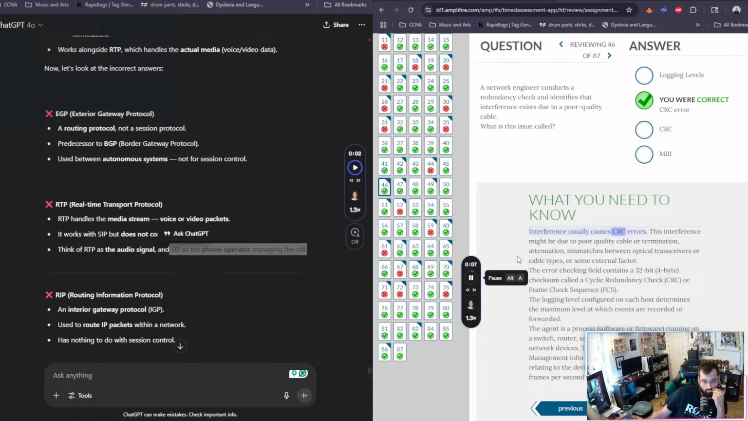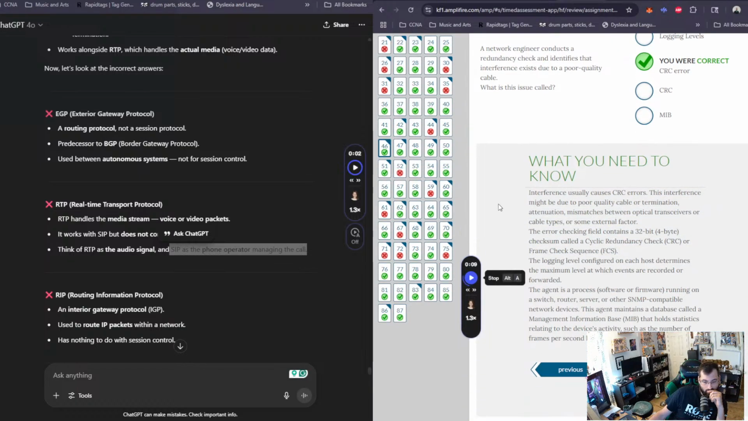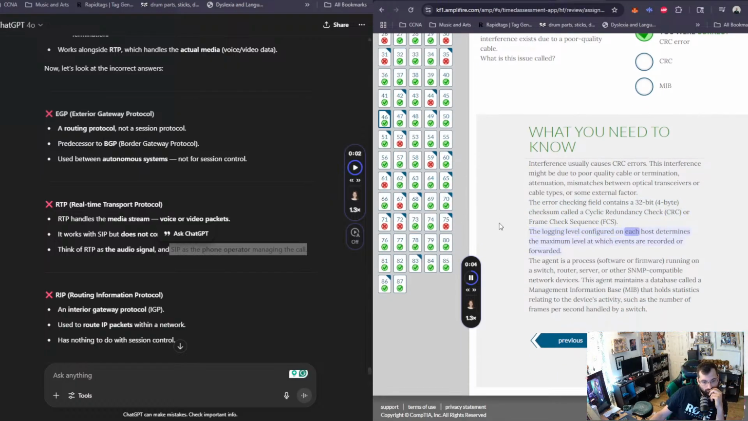Interference usually causes CRC errors. This interference might be due to poor quality cable or termination, attenuation, mismatches between optical transceivers or cable types, or some external factor. The error checking field contains a 32-bit 4-byte checksum called a cyclic redundancy check, CRC, or frame check sequence, FCS. The logging level configured on each host determines the maximum level at which events are recorded or forwarded. Okay, what is a checksum?